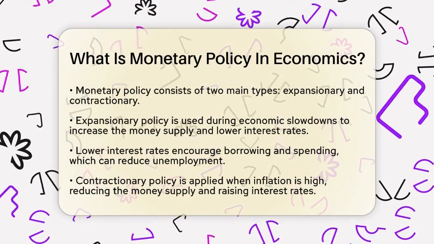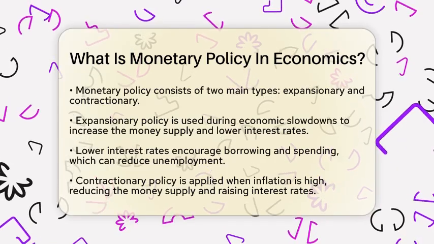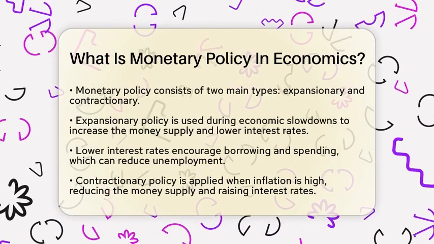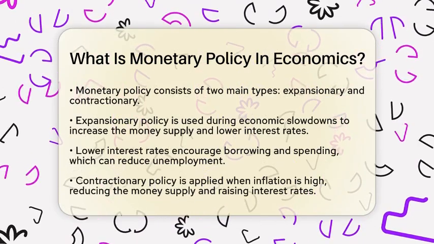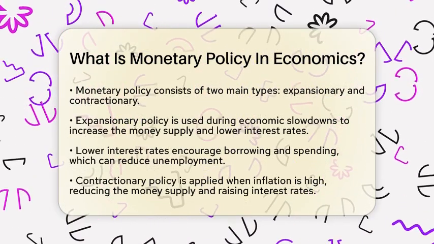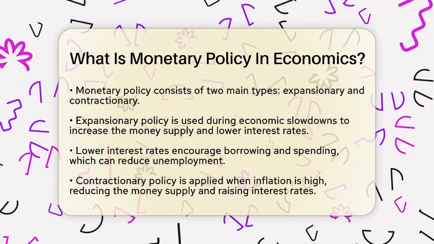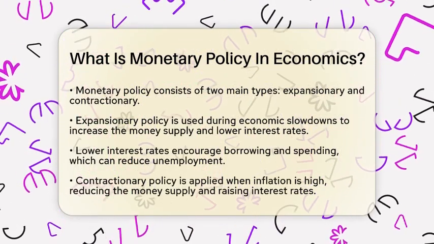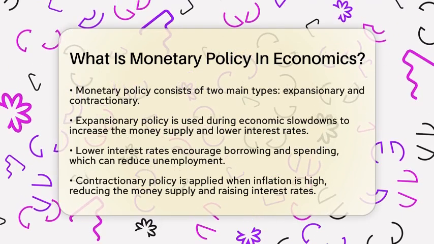On the other hand, contractionary monetary policy is applied when inflation is high. This approach reduces the money supply and raises interest rates. The aim here is to slow down economic activity and decrease demand, which can lead to higher unemployment in the short term. Central banks have several tools at their disposal to implement monetary policy.